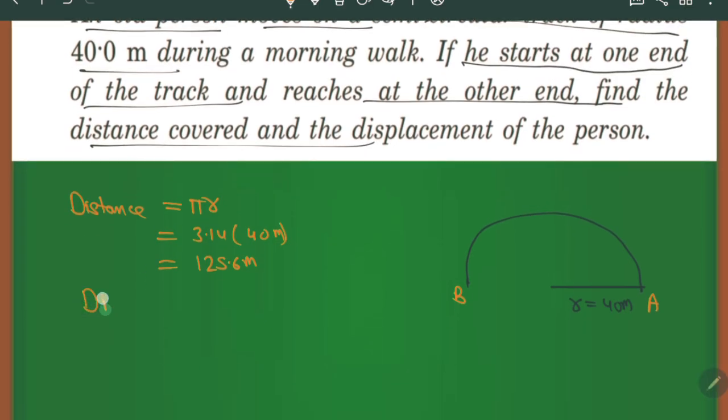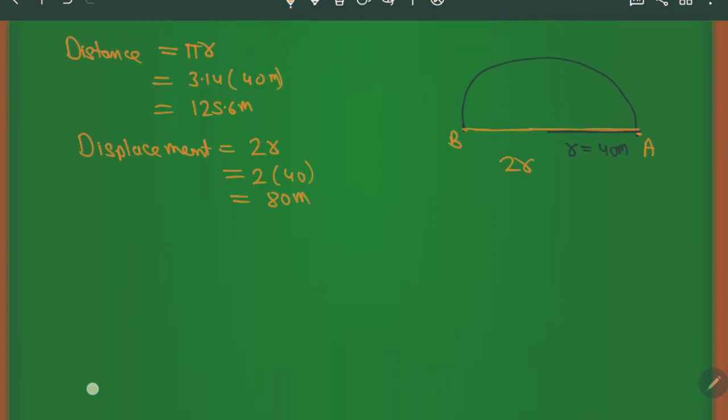And displacement is basically the shortest distance between the 2 points. Shortest distance between the 2 points means I have to go from A to B, so I cover this point to this point, and that is basically 2r. So displacement is 2 into the radius 40, so displacement is 80 meters, right? You understand now? So shall I proceed for the next question?